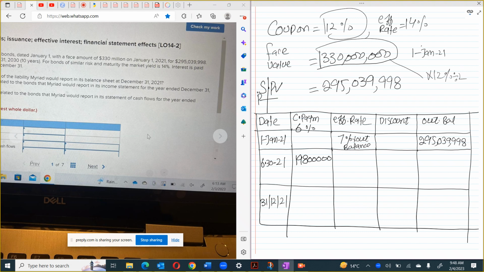Now, how will you find the price of the bond? You will do it like this: 607,355 plus 106,122. So I will calculate this. You can also calculate 607,355 plus 106,122. So this is equal to 713,477.